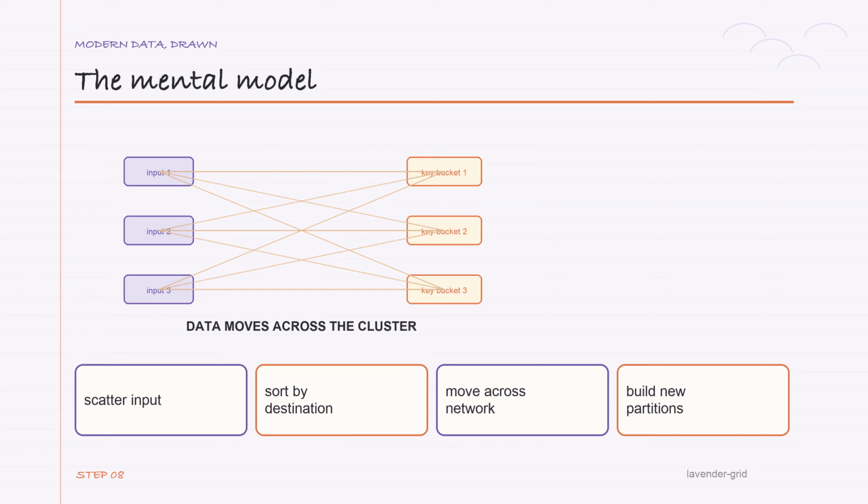Read the drawing from one idea to the next. Scatter input. Then sort by destination. Then move across network. Then build new partitions.